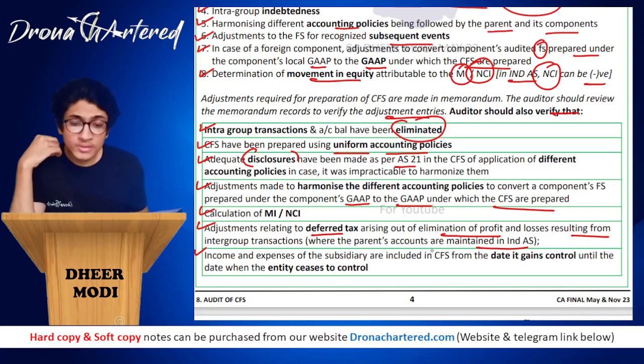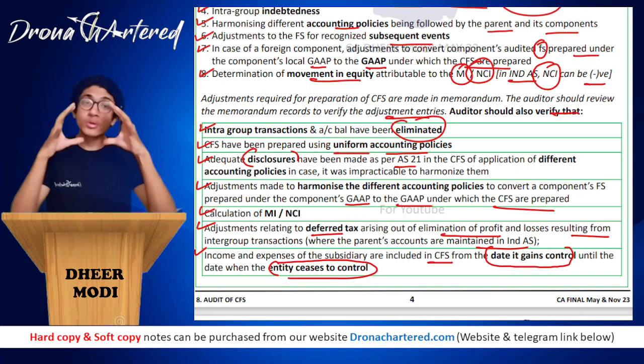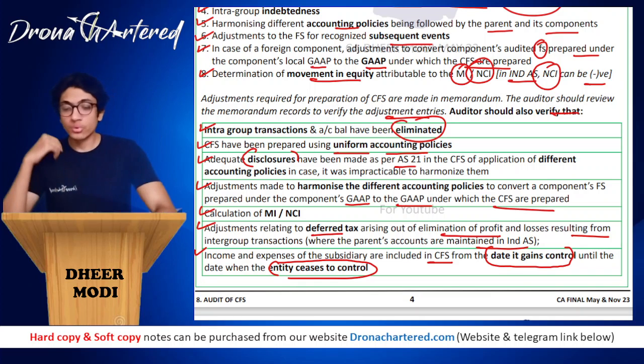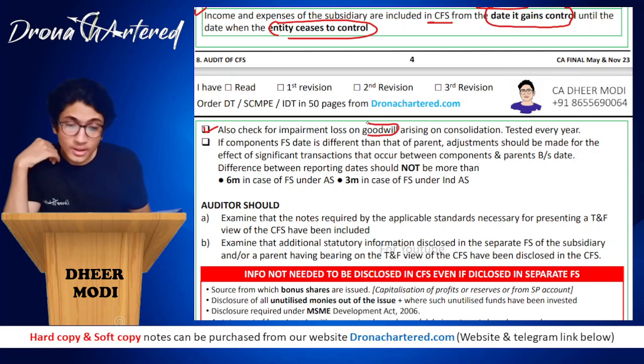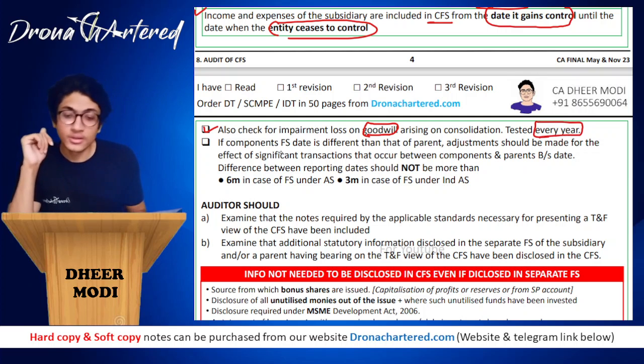Income and expenses of the subsidiary are included in CFS from the date it gains control until the date it ceases control. That means only for that portion should be included, otherwise nothing else should be included. Also check for impairment loss. You should also check for impairment loss on goodwill arising on consolidation. This has to be tested every year.